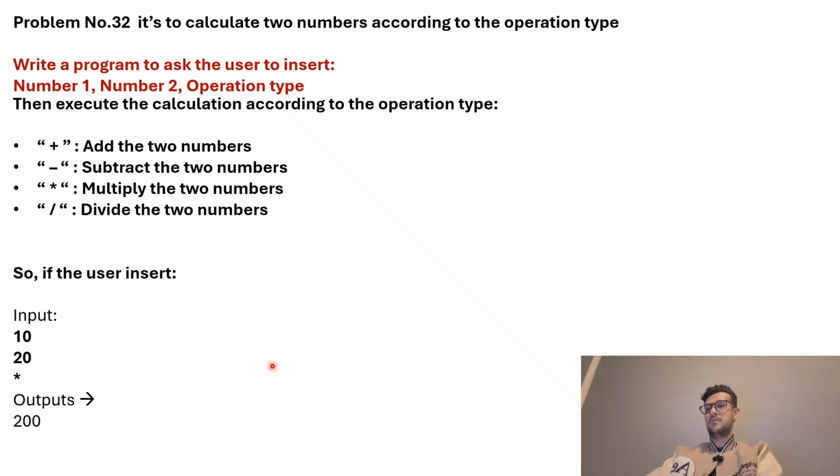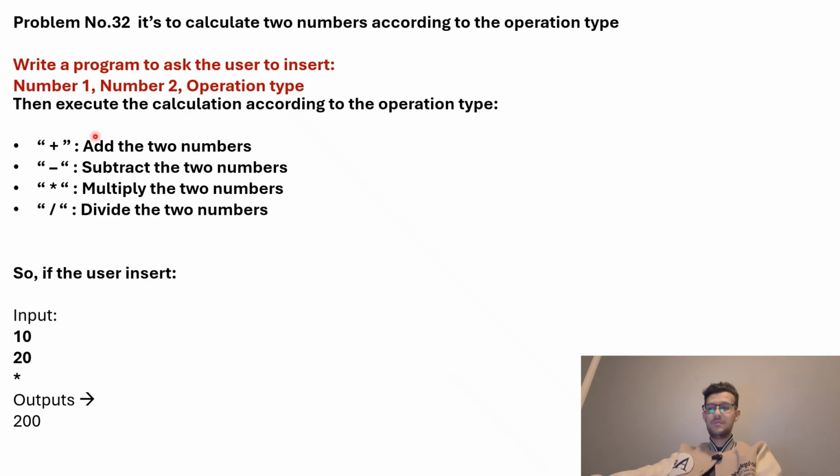Today we're going to have problem number 32. Problem number 32: calculate two numbers according to the operation type. Alright, so I want you to write a program to ask the user to insert number 1, number 2 and operation type. Then execute the calculation according to the operation type.